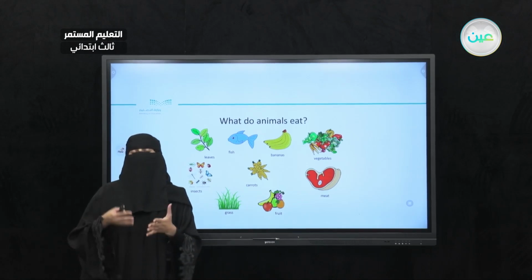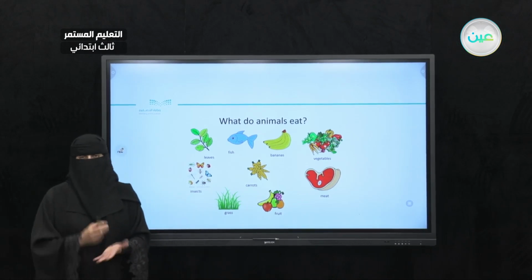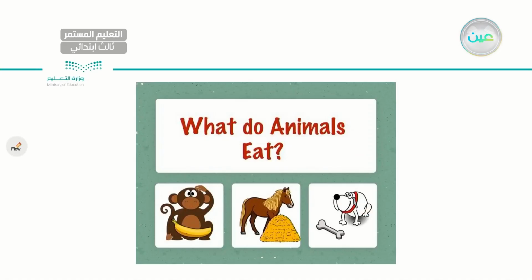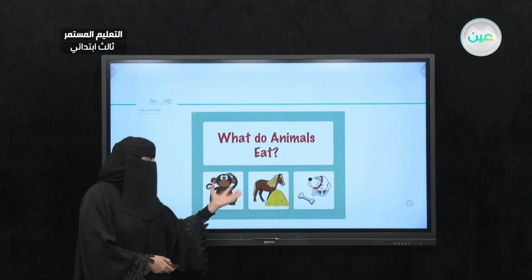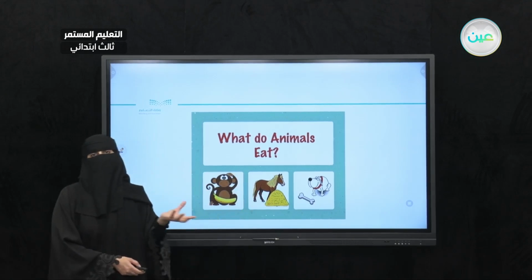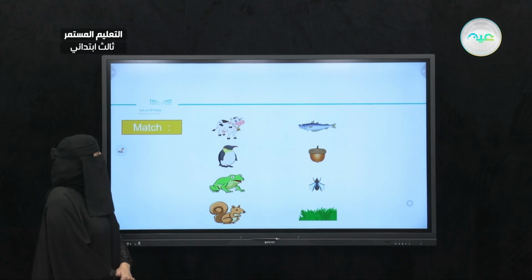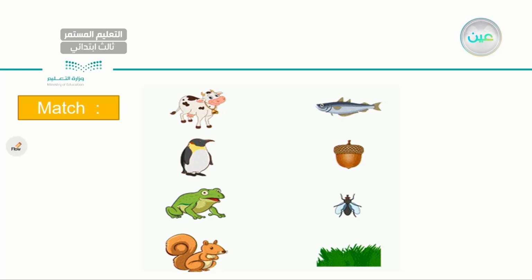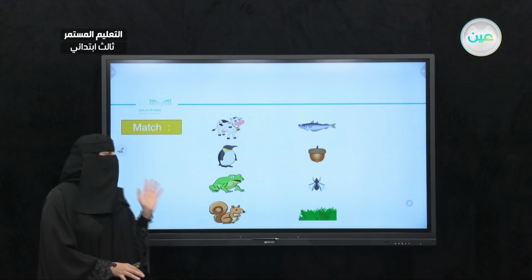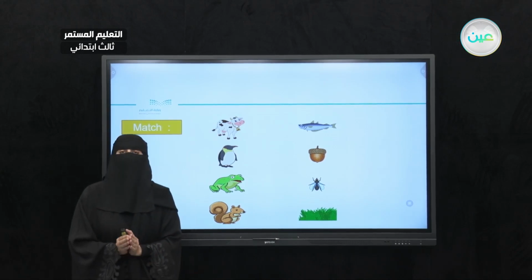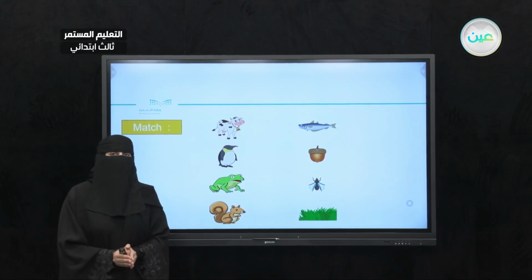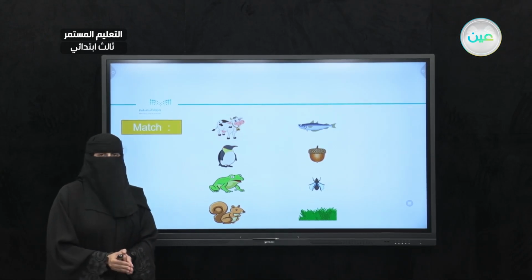Now let's talk about different kind of food that animals want or love to eat. Okay, for example, what do animals eat? Here I can see, as I told you before, monkey would like to eat bananas, horses would like to eat hay, and here I have a dog would like to eat bone or meat or special kind of food. Now, here to your left, I have different kind of animals. I have a cow, a penguin, a frog, a squirrel, and to your right, I have different kind of food. Food that these animals would love to eat or like to eat.